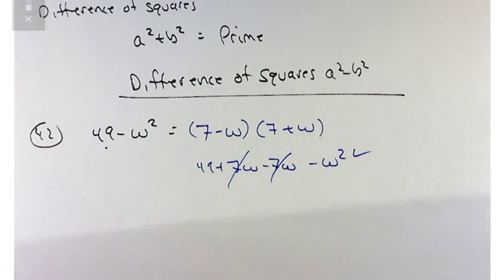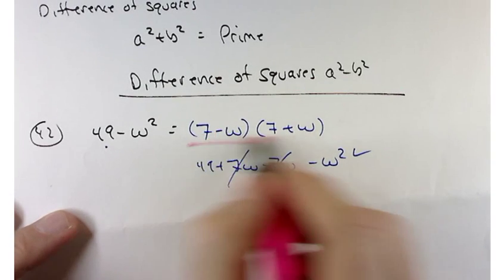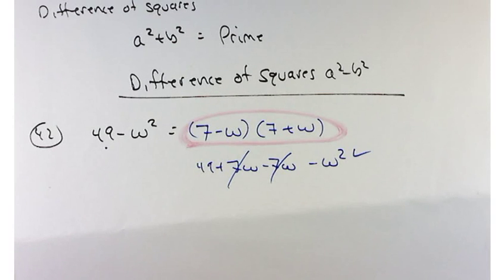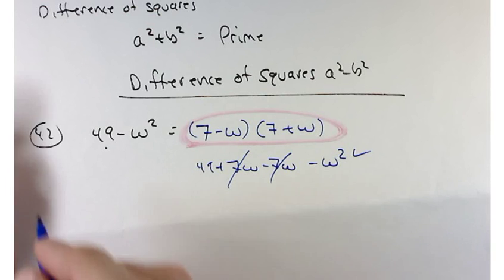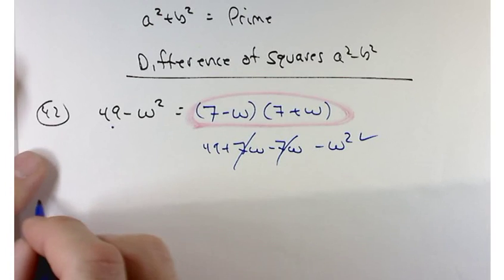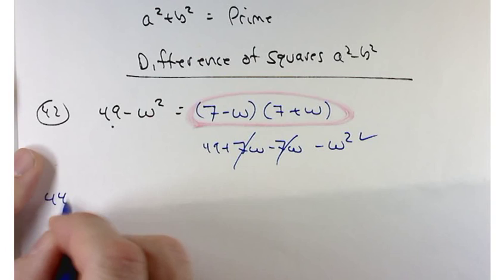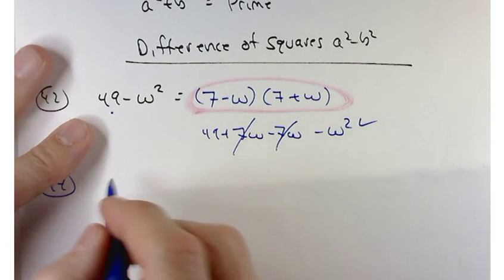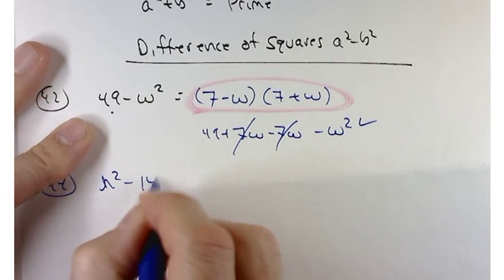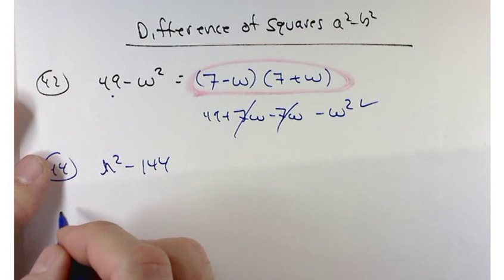Actually, a couple more. Problem number 44 and 48. 44 is h squared minus 144. And you know what? We'll skip 48. Let me give you my own example. 81 minus b squared.